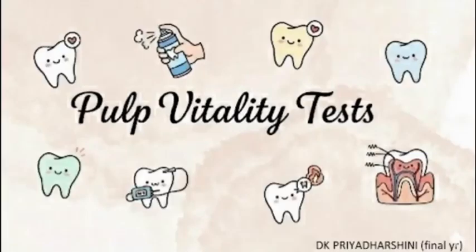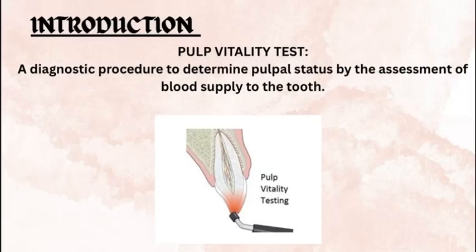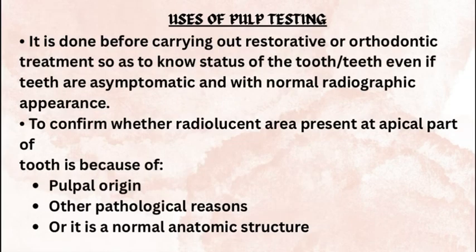Pulp vitality tests. Introduction. Pulp vitality test is a diagnostic procedure to determine pulpal status by the assessment of blood supply to the tooth. Uses of pulp testing. It is done before carrying out restorative or orthodontic treatment so as to know status of the tooth even if teeth are asymptomatic and with normal radiographic appearance. To confirm whether radiolucent area present at the apical part of the tooth is because of pulpal origin, other pathological reasons, or is it a normal structure.